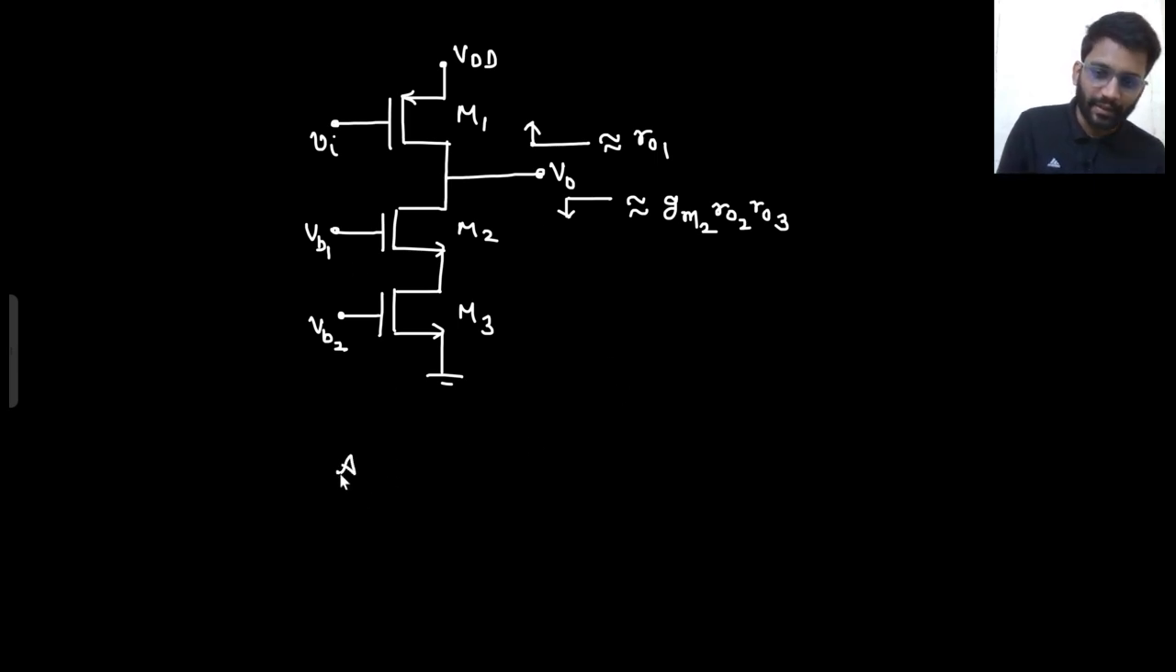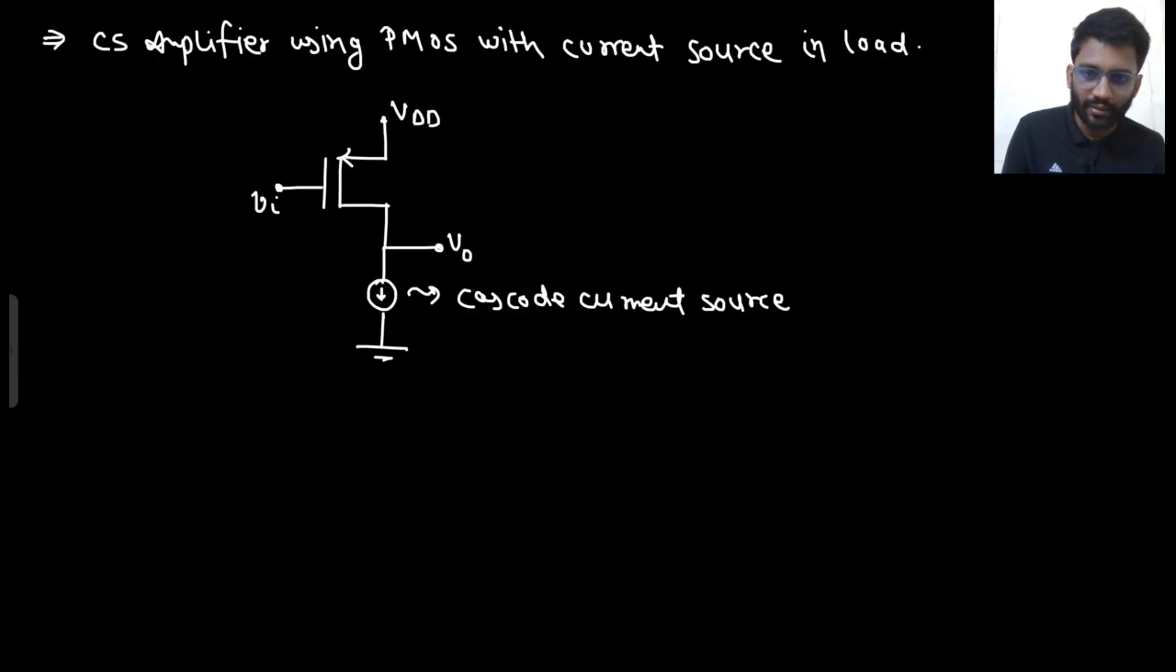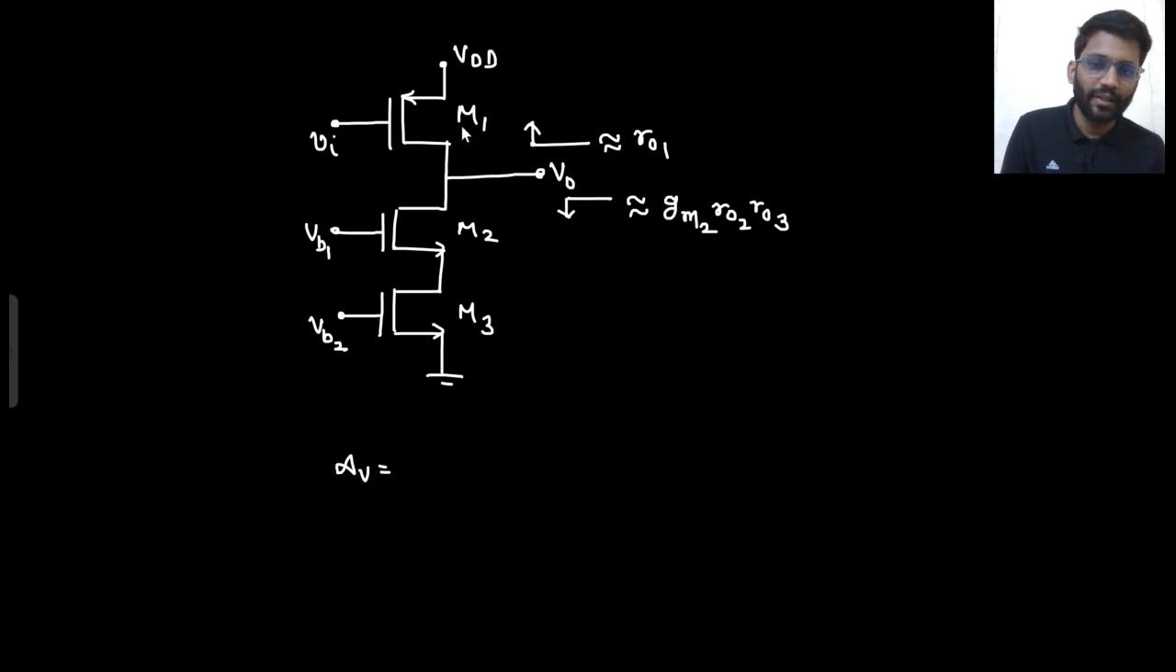So what will be the gain? The gain would be from here. What will be the current going in? Did I use the negative sign in the previous gain? Yeah, there is a negative sign. So the current would be GM1 V in in the upward direction, and that would be flowing through this impedance. That would give the negative gain.